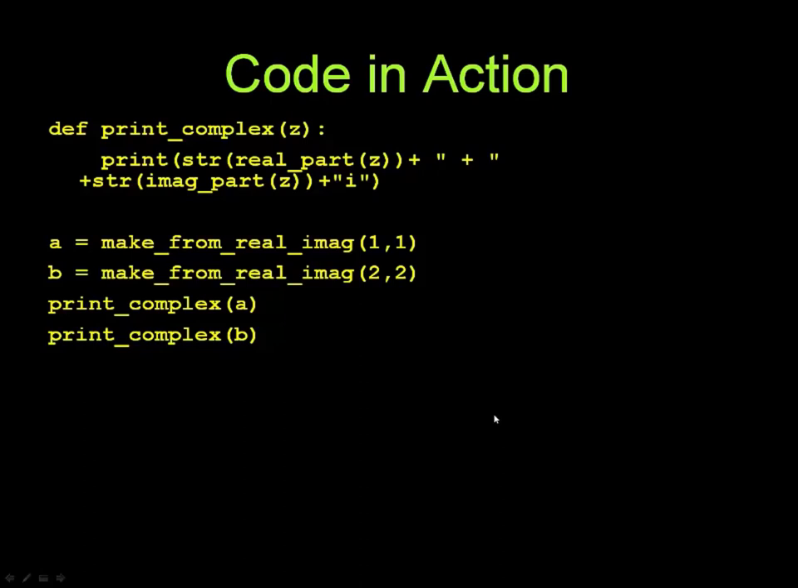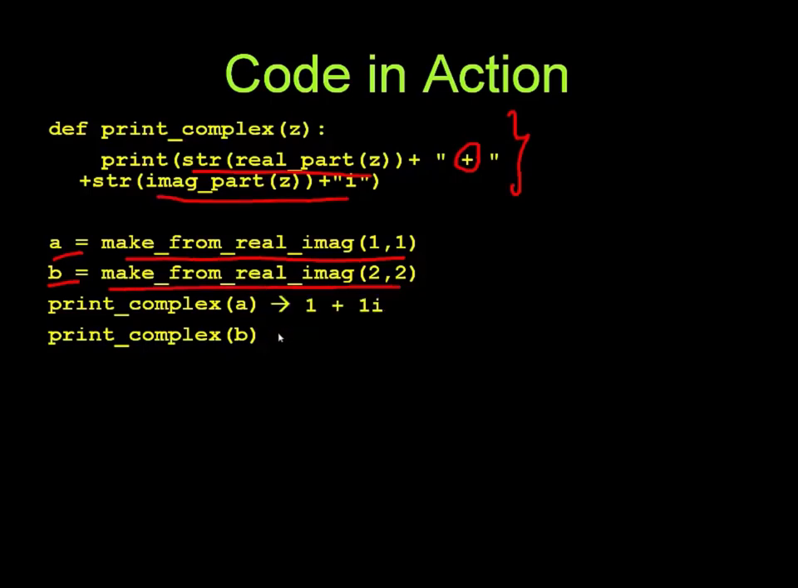So let's take a look at the code. Suppose we have a new function called print complex. Essentially, you convert the real part into a string, then convert the imaginary part into a string, and then you just add a plus here. For example, if A is make from real imaginary 1, 1, and B is make from real imaginary 2, 2, then if you print A and print B, you get 1 plus 1i and 2 plus 2i.